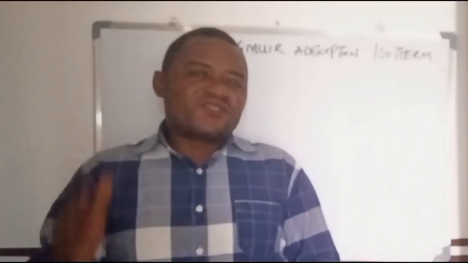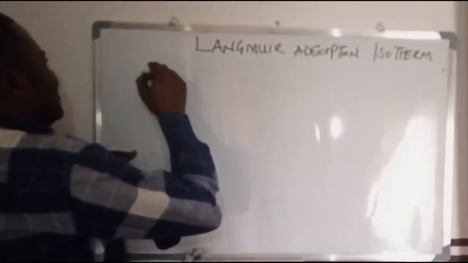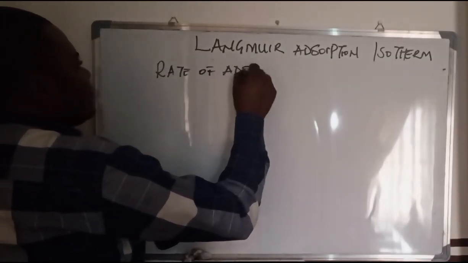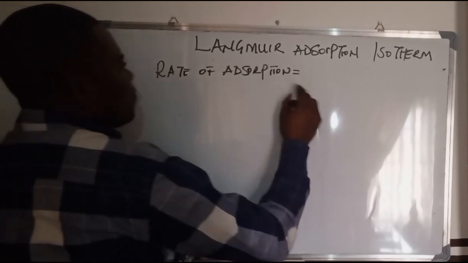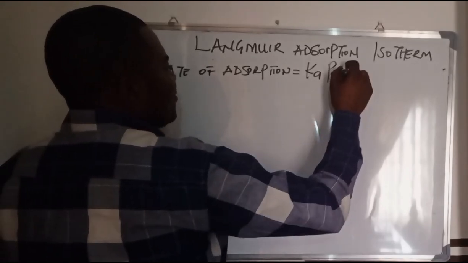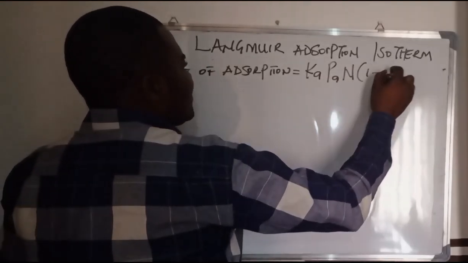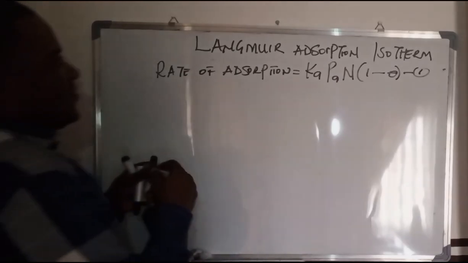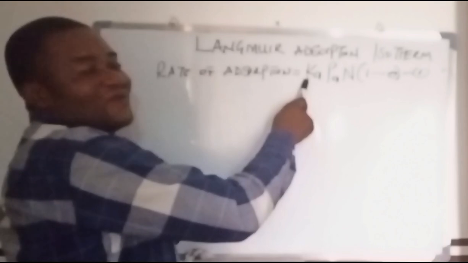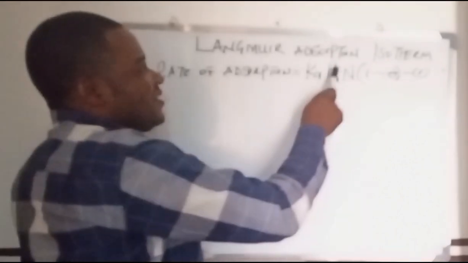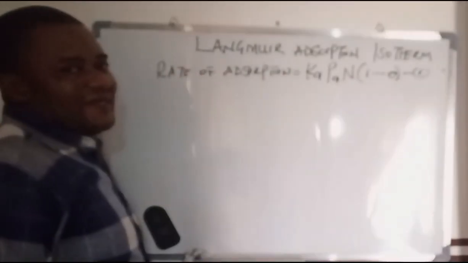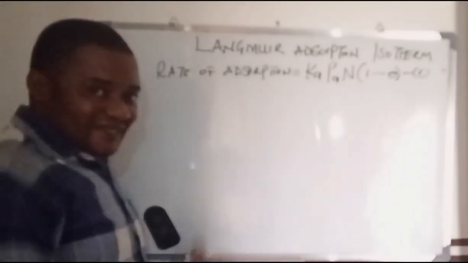So which one is the rate of adsorption equation? We say the rate of adsorption is defined as K of adsorption, P, N, and 1 minus theta. Did you see that we used the parameters I listed to arrive here? We have the equilibrium constant of adsorption, the pressure, the number of active sites, and the number of sites of the adsorbent, the material that receives.